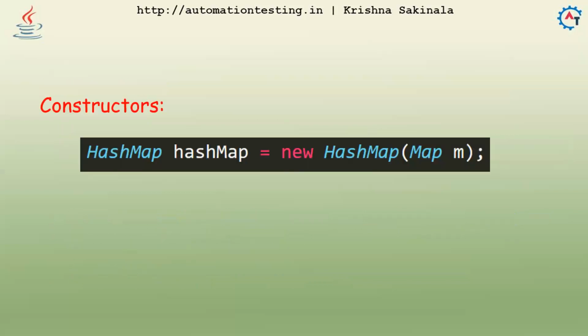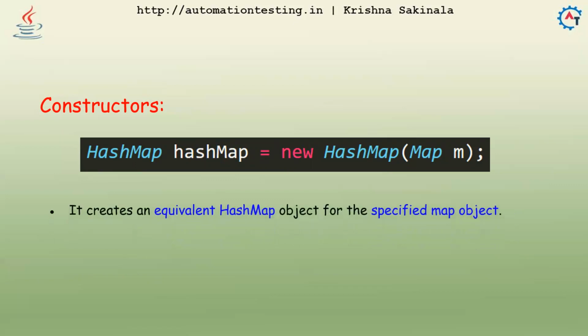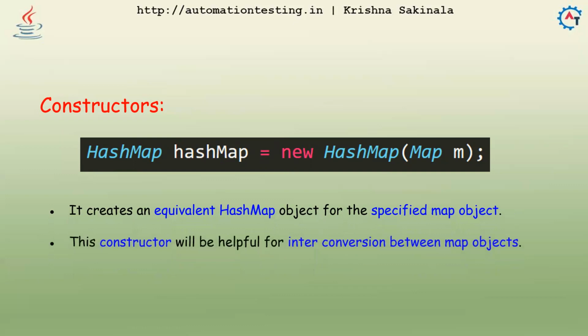Another one is new HashMap where you can give another map to this. We have seen the same concept in collection, where you pass a collection c. The same way for the map, you can add another map. It creates an equivalent hash map object for the specified map object. This constructor will be helpful for interconversion between map objects.